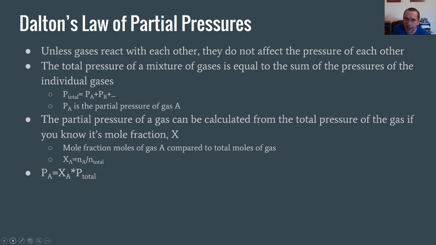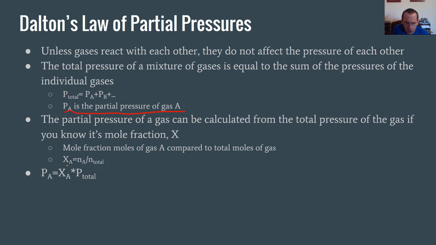If they do react, then the atoms or molecules combine, and so it changes the number of particles in the gas. But assuming that they don't react, then the total pressure is given by the individual pressures. The individual pressure of one gas is called a partial pressure, and we can actually find what percent of a gas is in there using pressures.